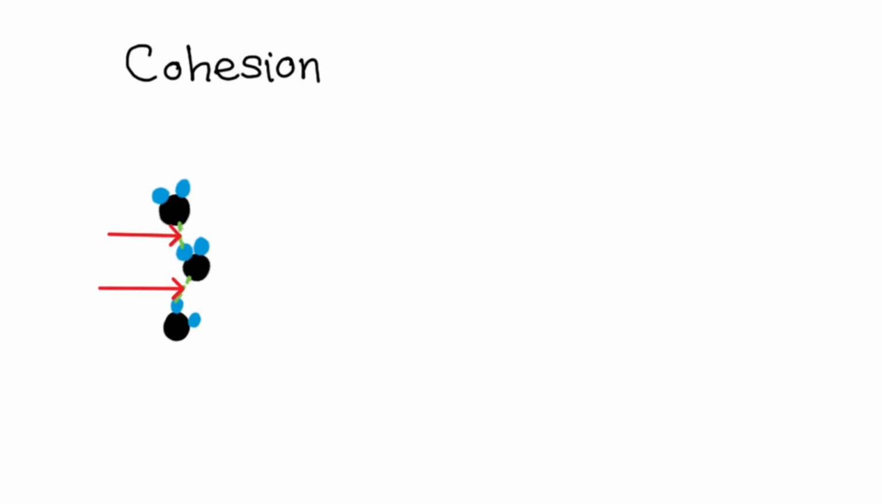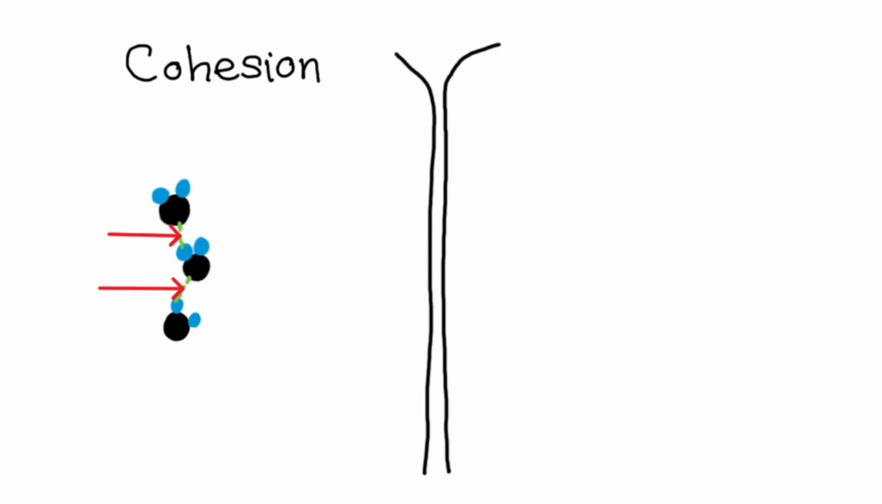In plants, water moves in xylem vessels. Now xylem tissue is the tissue that transports water from the roots to the upper parts of the plant. In this xylem tissue there are tiny vessels, xylem vessels. They are very narrow tube-like structures. Inside these xylem vessels, water moves from the roots to the upper parts against gravity. For this movement, cohesive forces help.